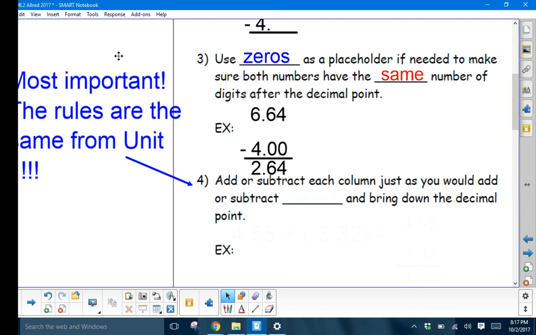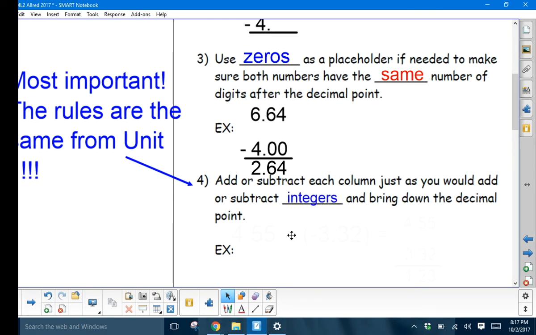But if you don't remember the things we talked about in Unit 1 about subtracting a negative being like adding a positive, and adding a negative being like subtracting a positive, then you are going to be confused. Okay? So when you're adding and subtracting each column, you're going to add them just like you would add or subtract integers and bring down the decimal point.